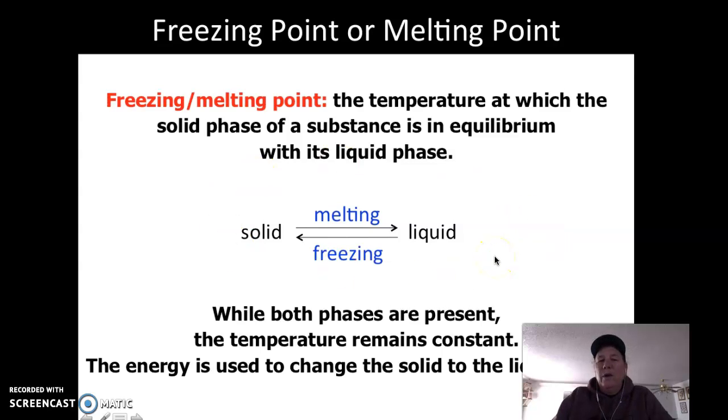Okay, when both phases are present, when the temperature is at 0 Celsius, they're going to freeze and melt at the same rate. They're going to stay constant. If we go below, then they're going to become more solid. If we go above, then they're going to become more liquid.